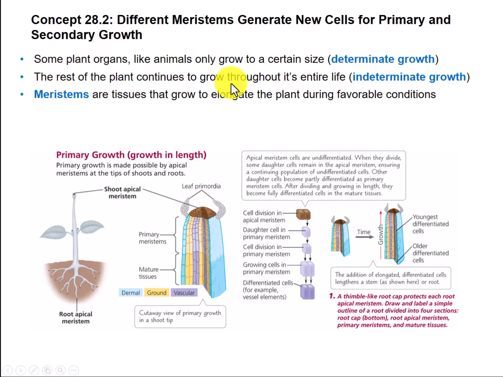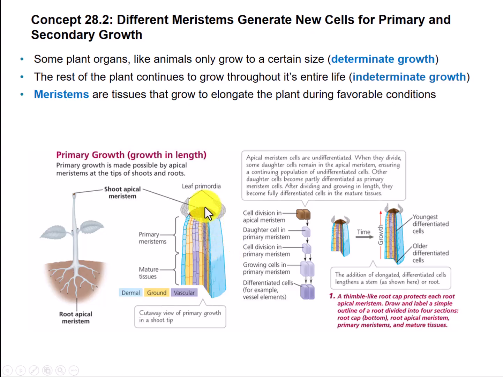The rest of the plant continues to grow throughout its entire life. This is unique to plants, and you don't see it in animals. And this is indeterminate growth. So this means that you continue to grow until you die. And where you have this indeterminate growth is called our meristems. These are tissues that grow to elongate the plant during favorable conditions.